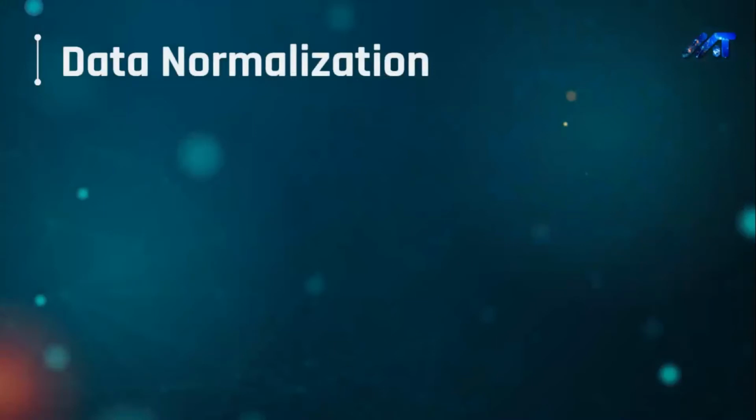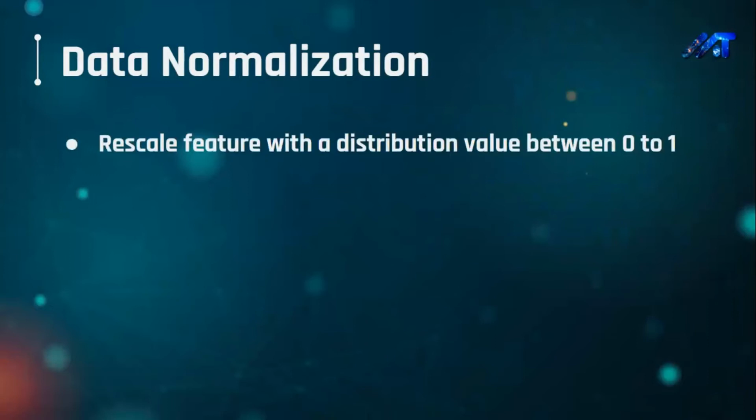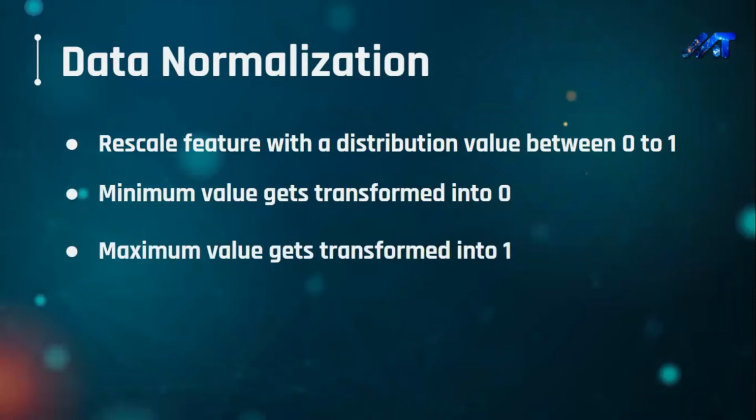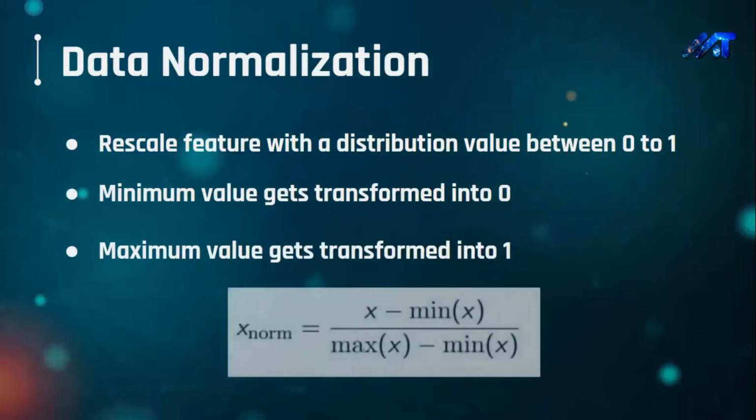Normalization is a technique to rescale features with a distribution value between 0 and 1. For every feature, the minimum value of that feature gets transformed into 0 and the maximum value gets transformed into 1. The general equation is shown as x norm is equal to x minus minimum of x over maximum of x minus minimum of x.